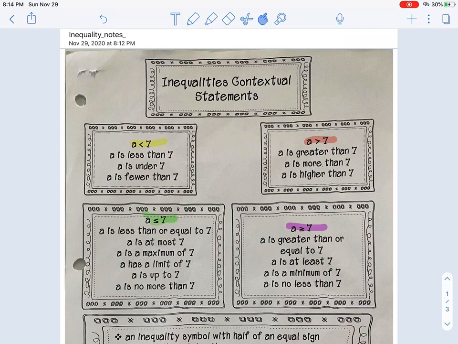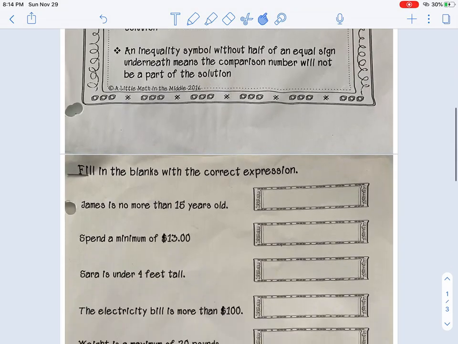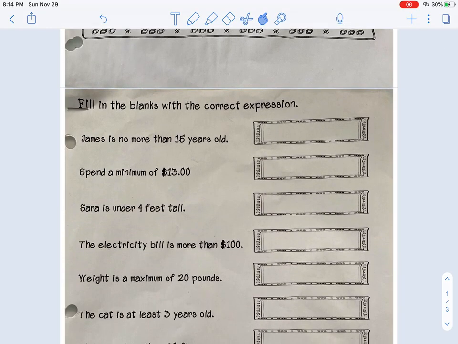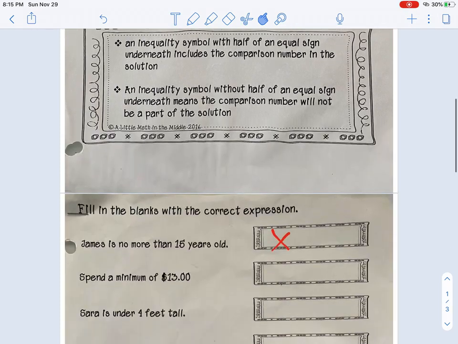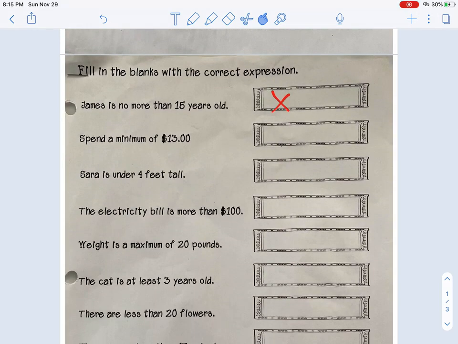So now, let's apply some of this to what we need to do. If I'm looking at this one, James is no more than 15 years old. For this one, James is going to be X. He's no more than 15 years old. So if we go back up to the first page and find no more than, that's going to be a less than or equal to symbol. It means he can be 15, but he can't be more than 15.